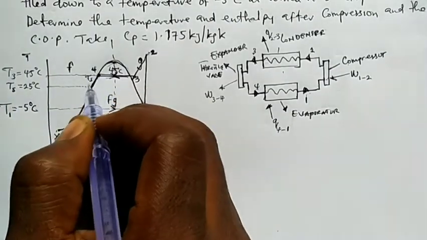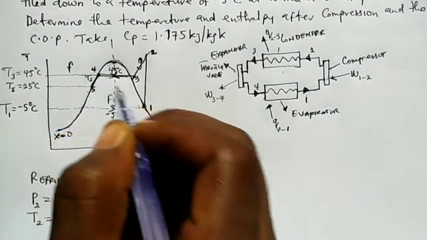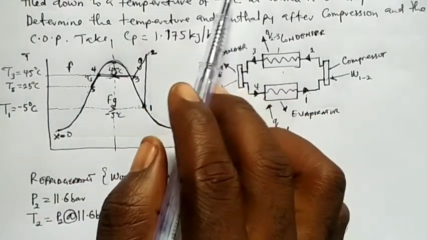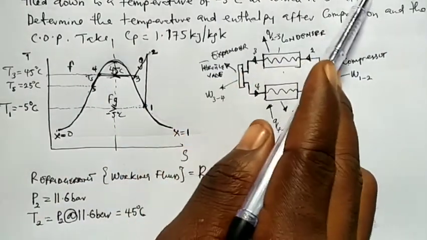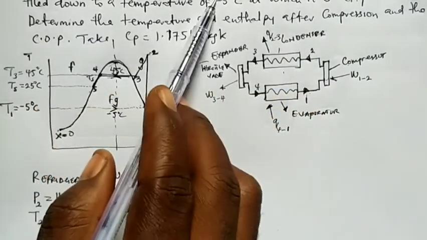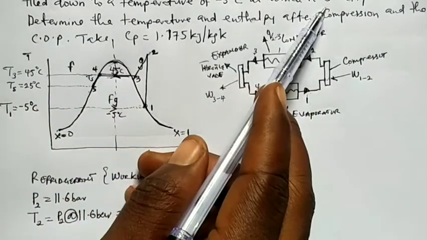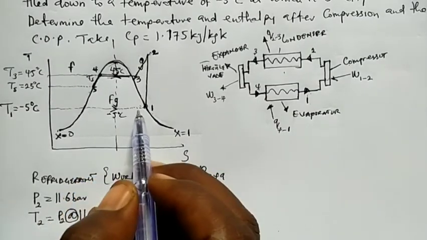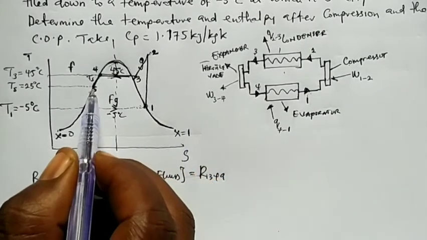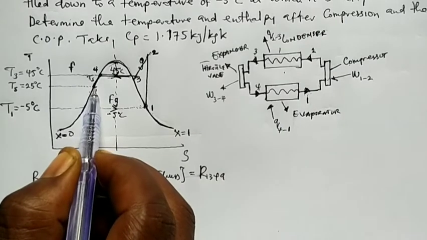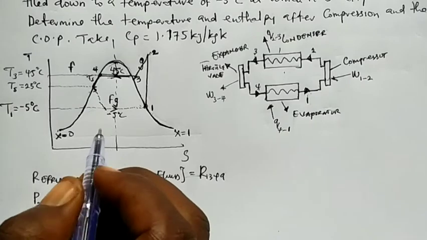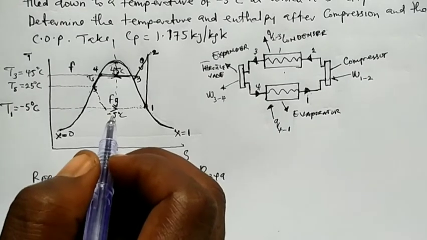Point 4. Now, if you look at this question here again, it now says the refrigerant is then throttled down to a temperature of minus 5 degrees at which it evaporates. So I told you this minus 5 is the evaporating region, right? Which is the evaporator. So it's now throttled down to that point here. It's throttled down to reduce further to this point here. Are we good? So I'll call that point 5.